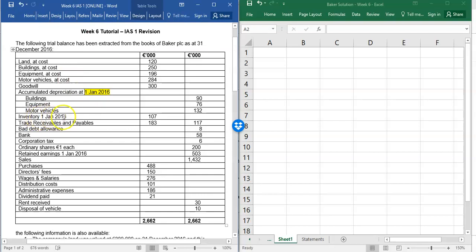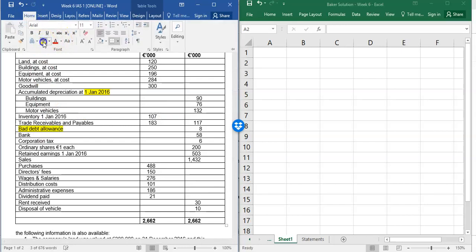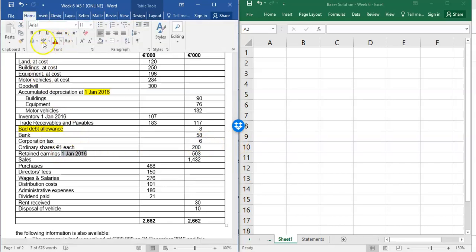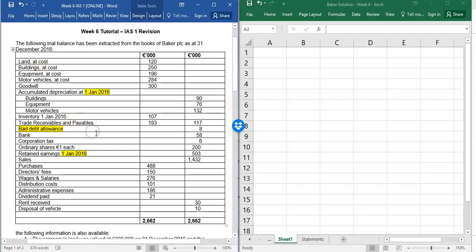You have your opening inventory. This bad debt allowance will be an opening bad debt allowance, because you'll have a closing one. Then bad debt allowance, another word, is bad debt provision. They're the same things. Your bank, if you want to highlight it, is a credit balance. That means it's an overdraft. Corporation tax, we have a credit balance. Your ordinary share capital, that's opening retained earnings at the start of the year. Just looking for key things in case you make a mistake at the end.